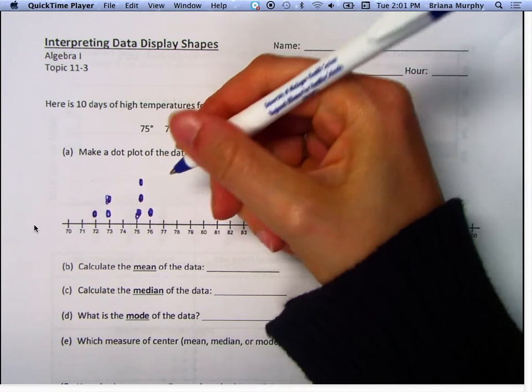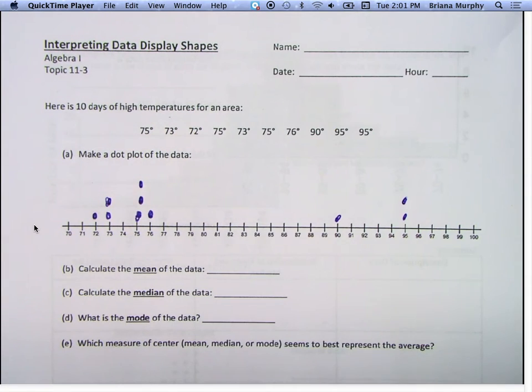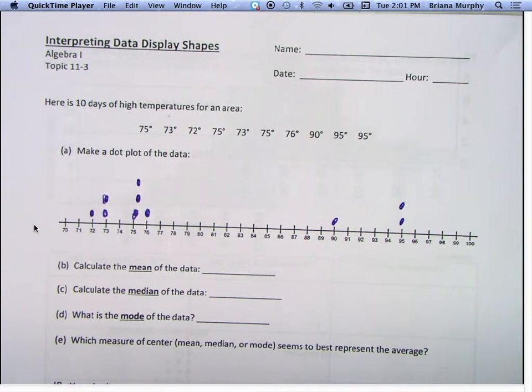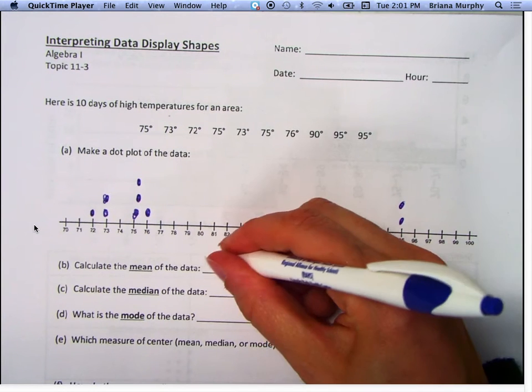Okay, now I'm going to add them all up and divide by how many there are. Let's go. Guys, try it out. Don't wait for me. Add them all up, divide by how many there are. 79.9. It is 79.9 is the answer.